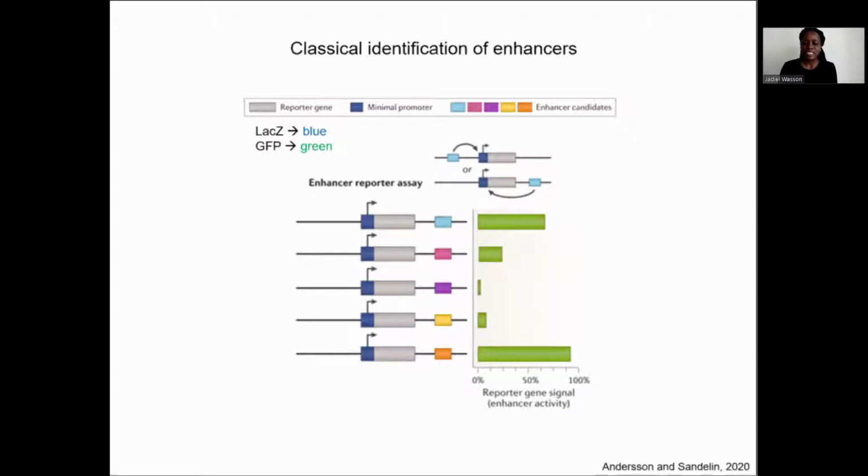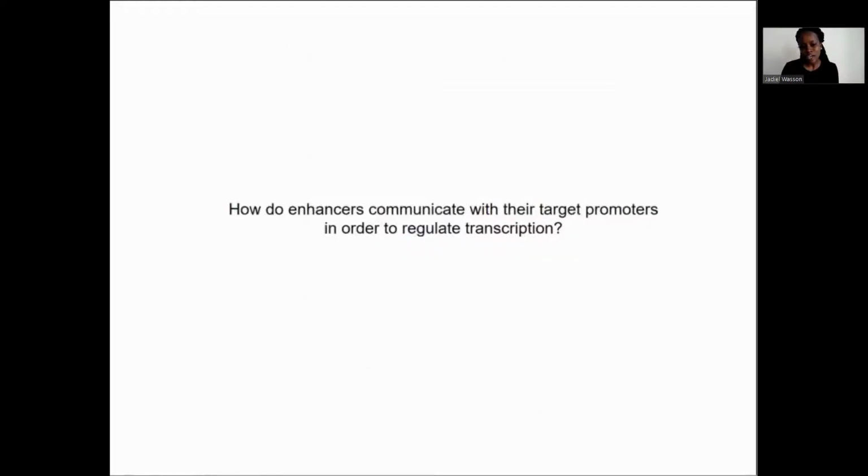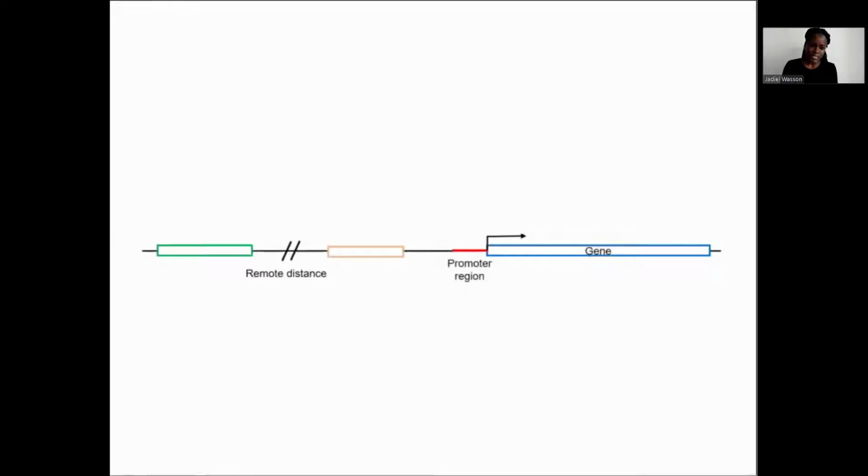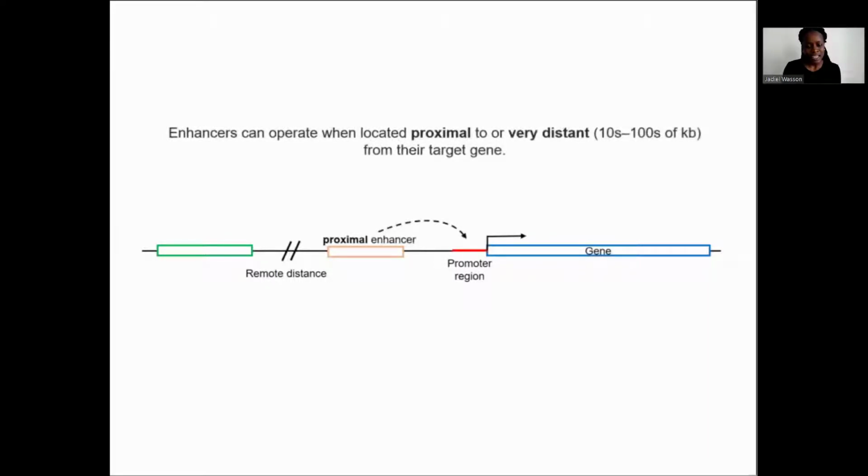So now that we know that these small pieces of DNA have the ability to boost transcription of a gene, the question arises, how exactly do they do this? So how do enhancers communicate with their target promoters in order to regulate their transcription? As I mentioned before, enhancers can exist at varying distances from their targets. So they can operate when they're located proximally, or very close to their target. And they can also function when they're very distant from their target.